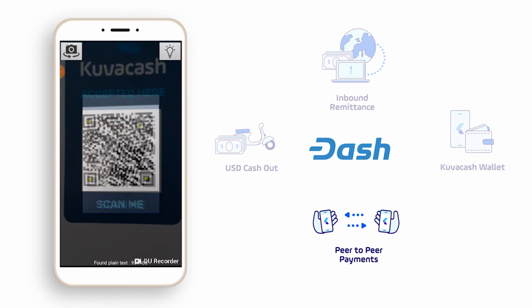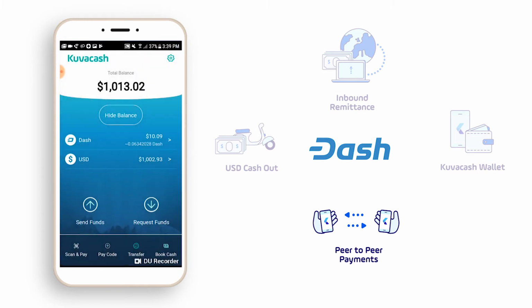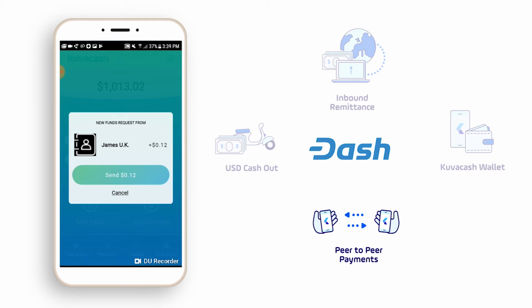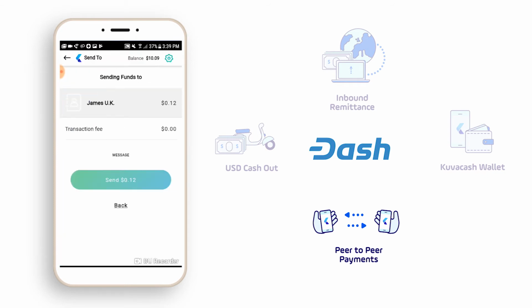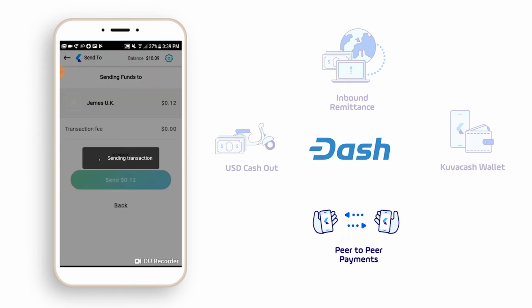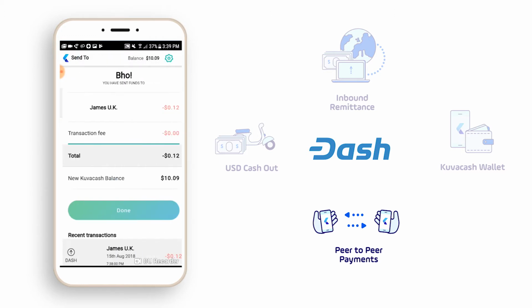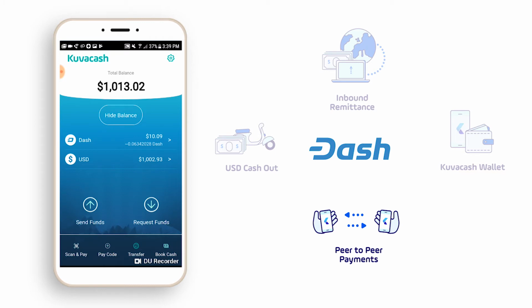It would display my QR reader. I would put it up to the code. It would read the QR and say, do you want to pay 12 cents? I would say, yes, I'm expecting to pay this for this loaf of bread. And I send those funds and I confirm. The transaction sends, broadcasts and confirms. And as you can see, my balance will be updating very quickly. There it is.